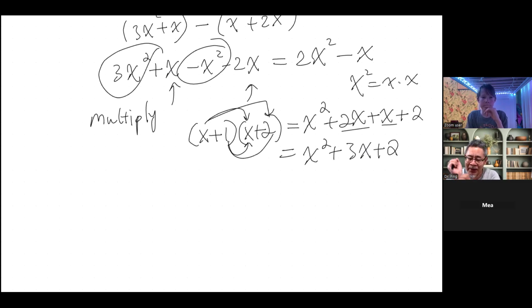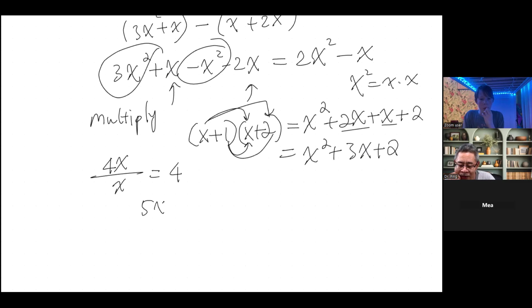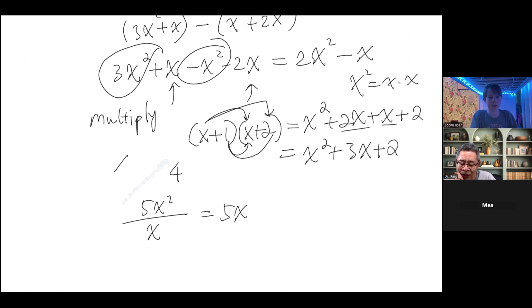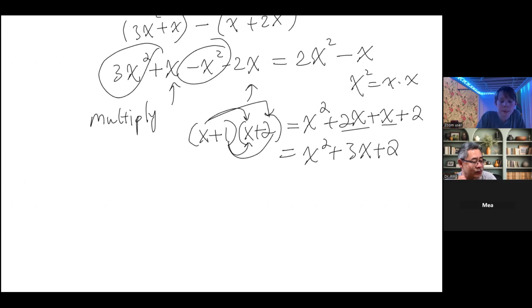Okay. All right. Well, we know we can add, subtract, and multiply, and we can actually also divide. Like, say, 4x divided by x, that's just 4. And 5x squared divided by x, it's just 5x. So we also can divide. And there's one more thing, it's called factoring. We can also do factoring.